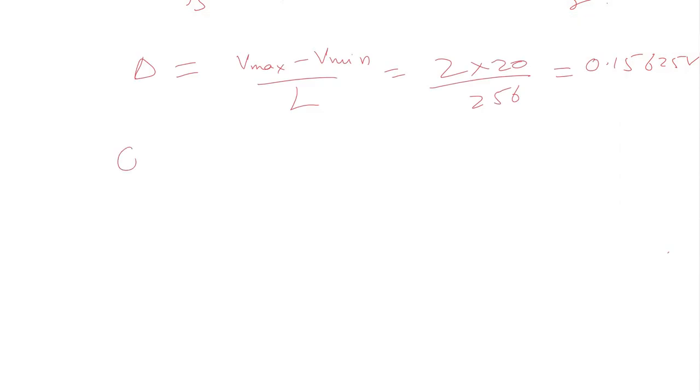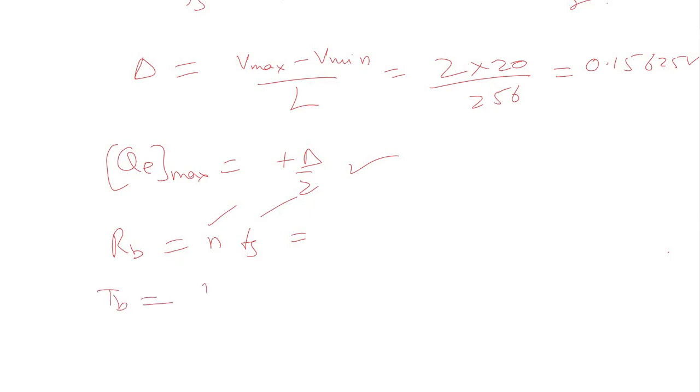Next is the maximum value of quantization error, that is plus minus delta by 2, that can be easily found out. Next is bit rate, that is n into Fs, where we know n, we know Fs, so that can also be found out. TB is 1 upon RB, this is bit duration, then bandwidth is equal to RB by 2, so you can find out all the other parameters accordingly.